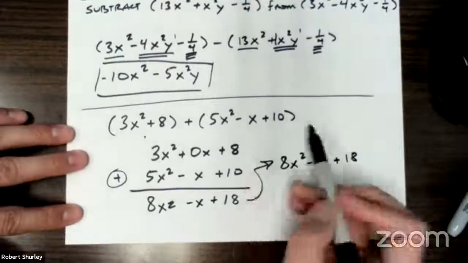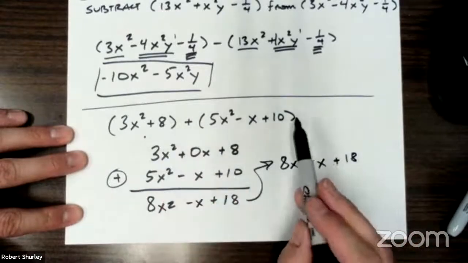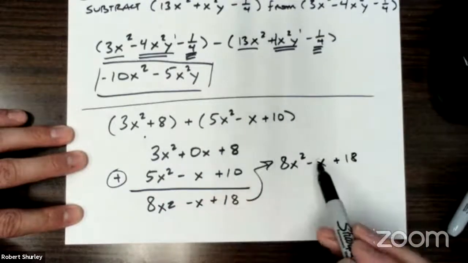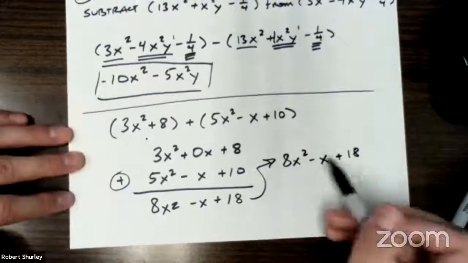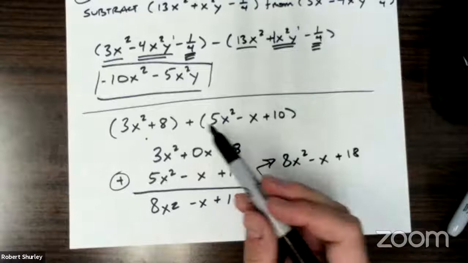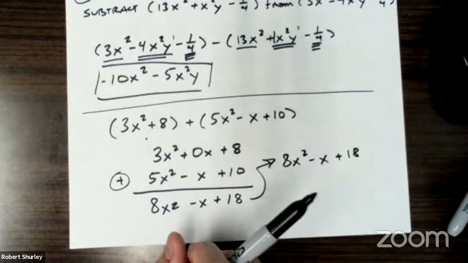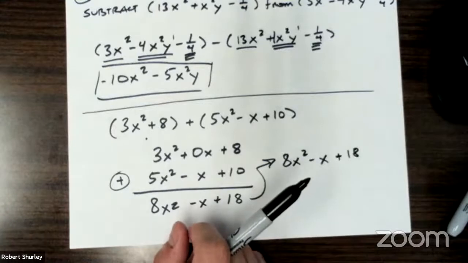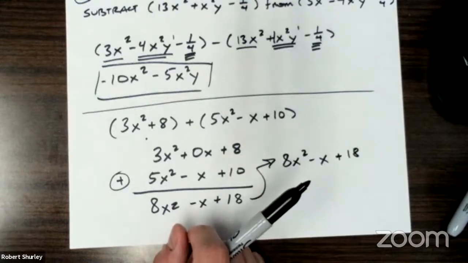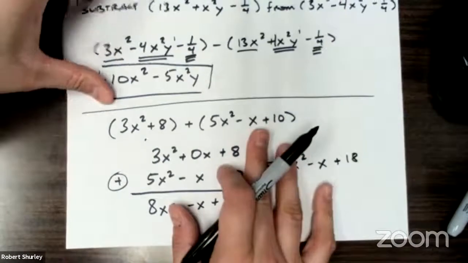Now you could have got there from the same way we did it earlier. 3x squared plus 5x squared, 8x squared. 8 plus 10, 18, and then we've got a minus x here. You can get there doing it either way. Your book sets up some of the questions in a vertical format. I wanted to show you where it was coming from, though, before we looked at an example that was already in a vertical format. For example, let's look at a subtraction one that's already set in a vertical format.